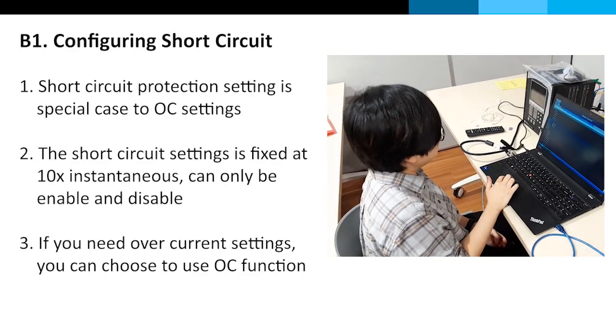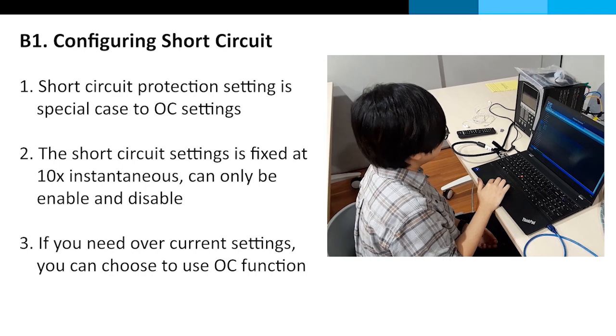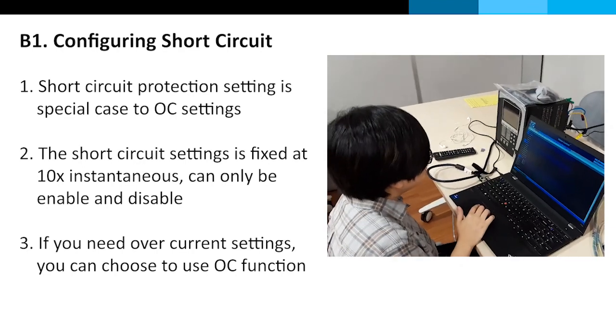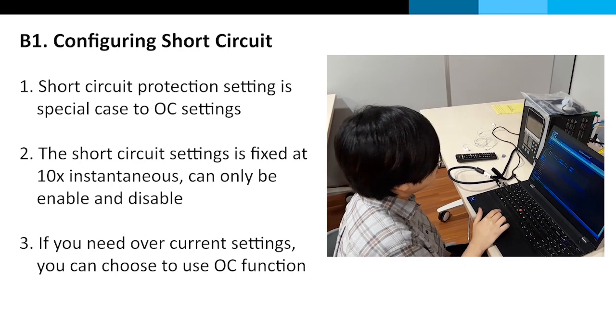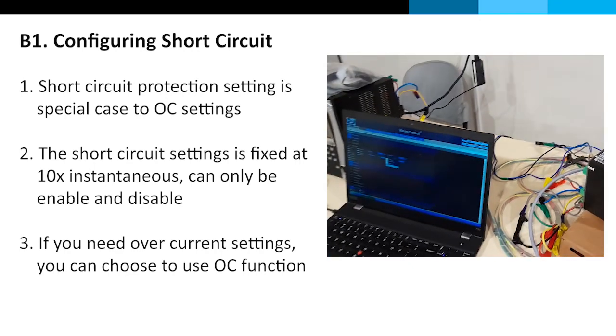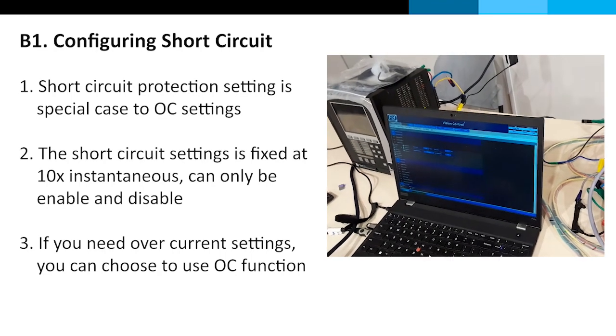Short circuit is like OCM. It fixes this short circuit at 10 times. If you want to use this function, there is an overcurrent. Set IDMT: normal inverse, very inverse, and truly inverse. TMS.